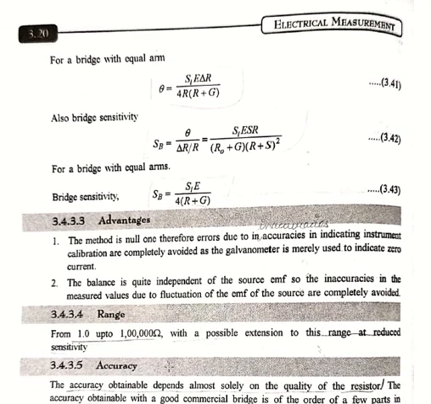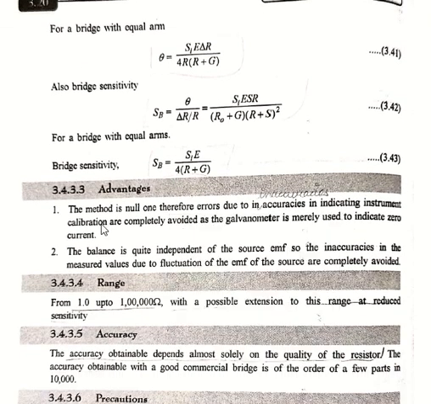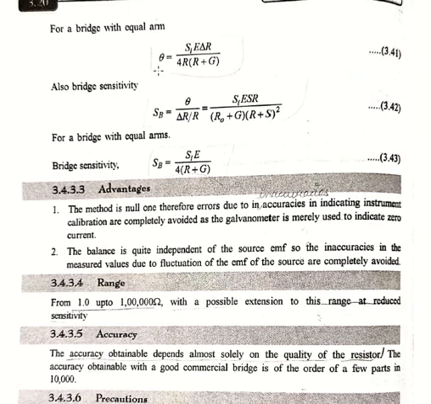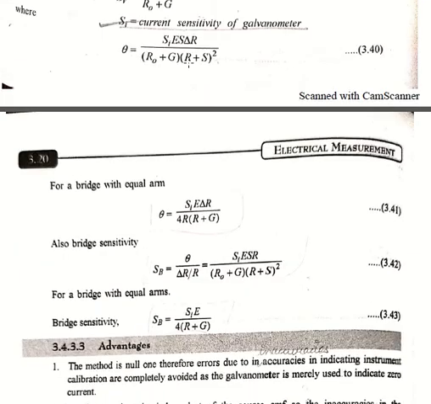Now for the bridge with equal arms, we have reduced the value of theta further by taking equal values. So we have taken the value of R equals S. So we have theta equals SI E delta R. Here we have considered S plus S equals R. So from the whole square we have 4R square, and in the numerator we have S, so that S and R get cancelled out.